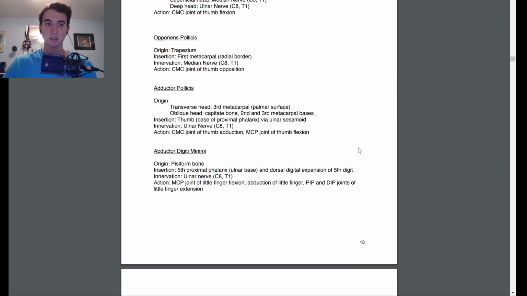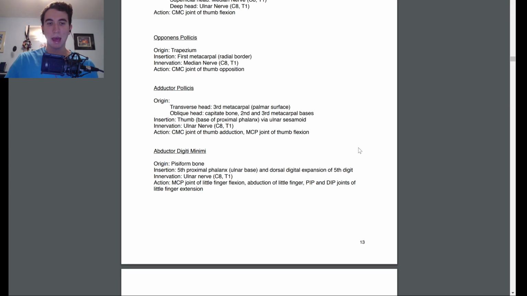Then we have adductor pollicis, which originates from two spots. The transverse head originates from the third metacarpal, the palmar surface of it, and the oblique head originates from the capitate bone, the second and third metacarpal bases as well. Innervation is the ulnar nerve from C8 and T1, and the action is CMC joint of thumb adduction and the MCP joint of thumb flexion.